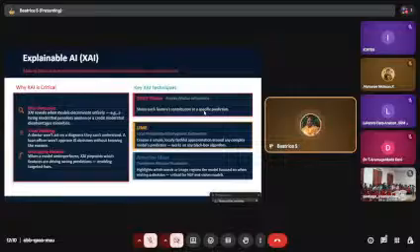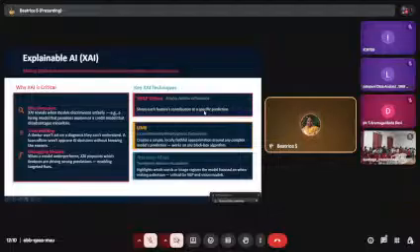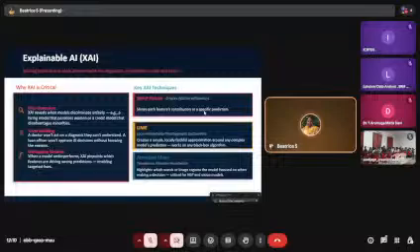So next one, explainable AI. Here, on the left hand side, we could see why XAI is critical. Because it helps with bias detection, trust building, and debugging models. How does it do bias detection? It reveals when models discriminate unfairly. For example, a hiring model that penalizes women, or a credit model that disadvantages minorities.